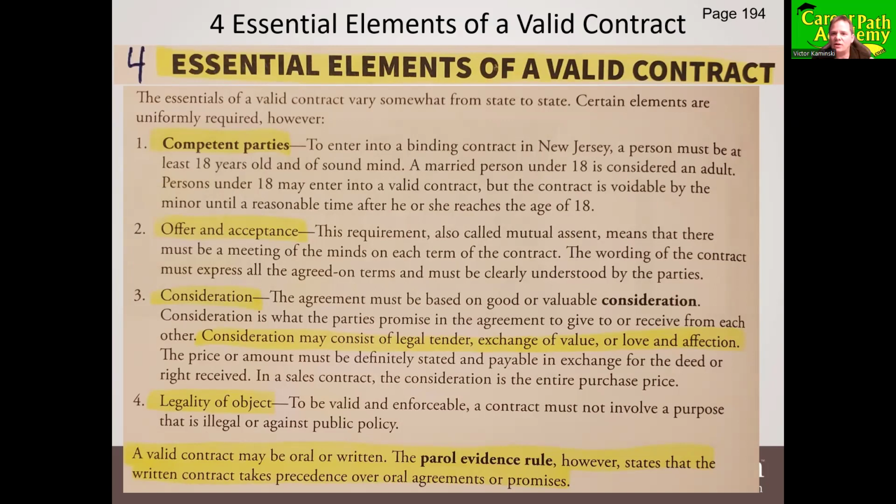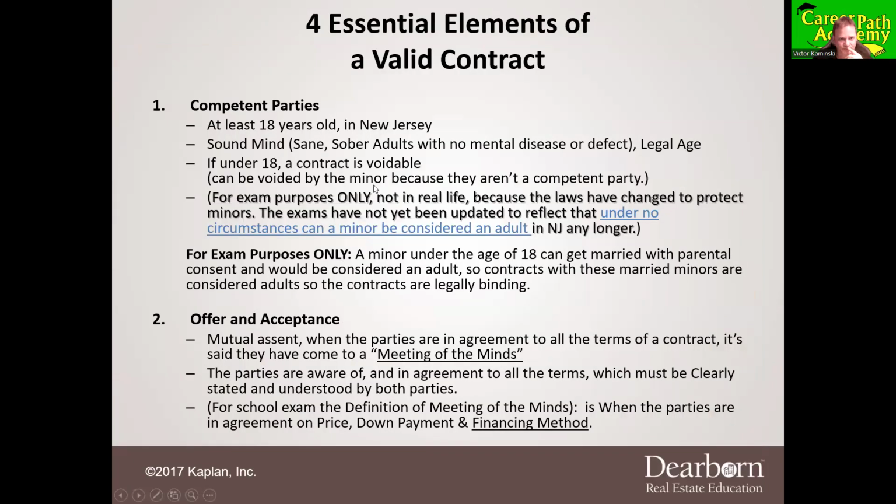Married persons, first of all, you can't be married in New Jersey under the age of 18. So, period, right off the bat, you're not considered an adult under any circumstance if you're not at least 18 years of age. But for exam purposes, I want you guys to study now. If you are under 18 and you are married, the contract will be considered valid. This is only for exam purposes. As a matter of fact, let me just change to the next slide where I explain this.